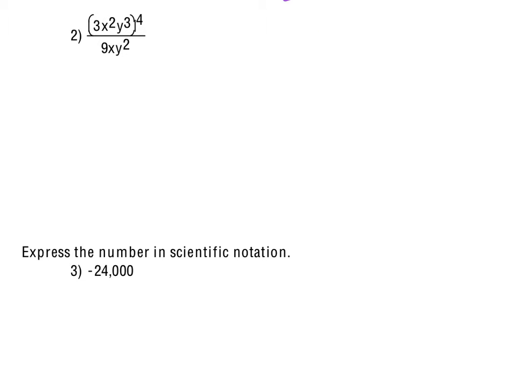For number 2 here, we would have to take the fourth power of the 3x squared y cubed. When we do that, we'd have 3 to the fourth power, which is 81. When we take x squared to the fourth power, we multiply those, so we get x to the 8th, and then y to the 12th, because we do 3 times 4. We just have the 9xy squared on the bottom.